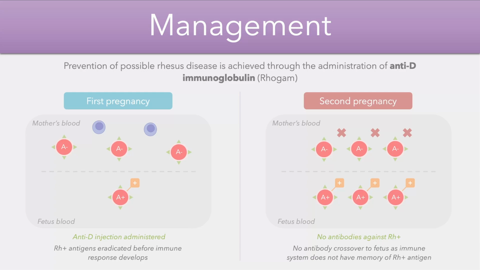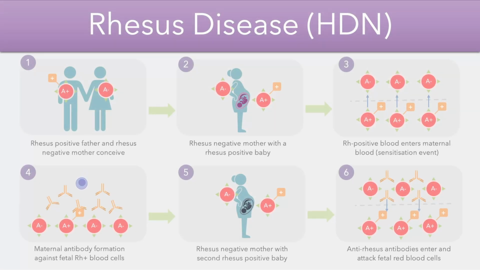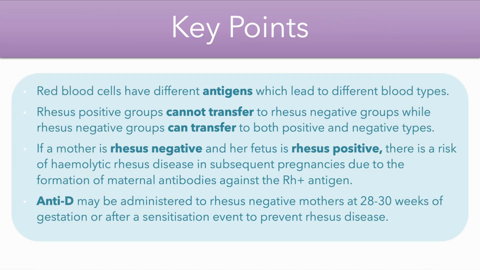In essence, we have bypassed the entire memory function of the immune system in the mother, so they don't have any memory of the rhesus antigen ever crossing into the maternal blood. To finish off, we have a summary slide here which outlines the whole process of hemolytic disease of the newborn, and we also have a textual summary here which outlines the key points from this session.